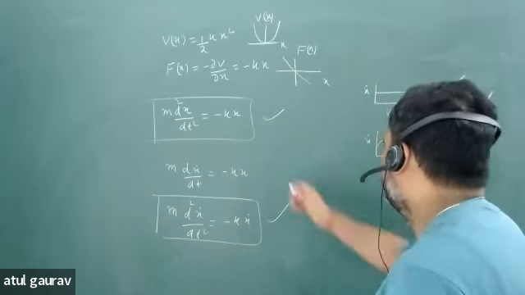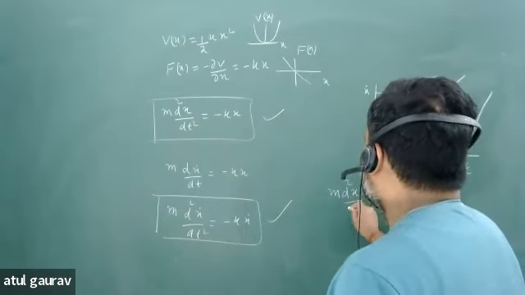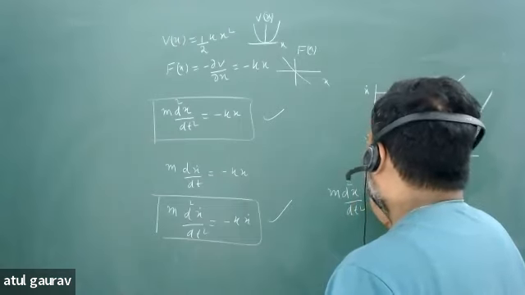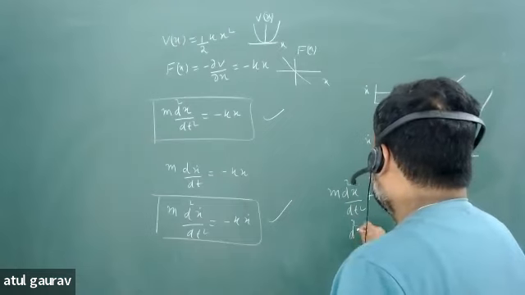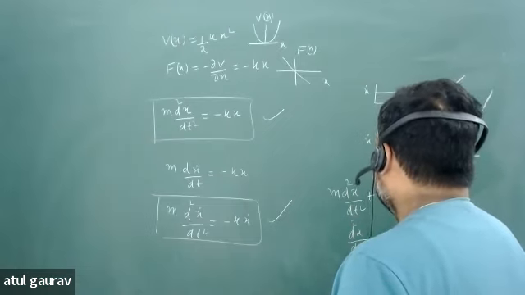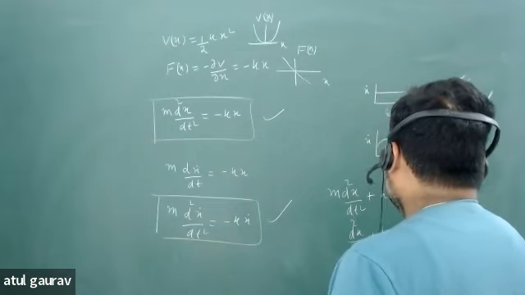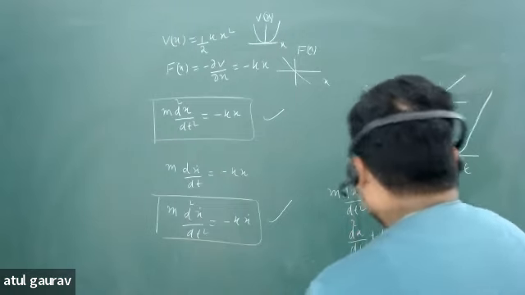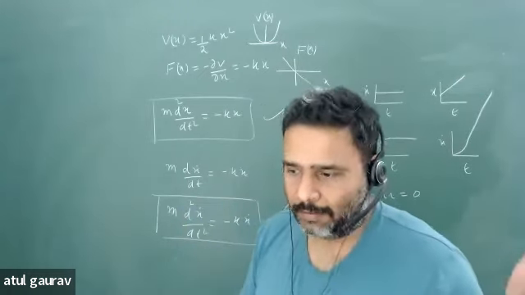So if I write this, m d square x by dt square plus kx is equal to 0. So d square x upon dt square plus k by m x is equal to 0. Now, why am I saying that this system is more complicated?